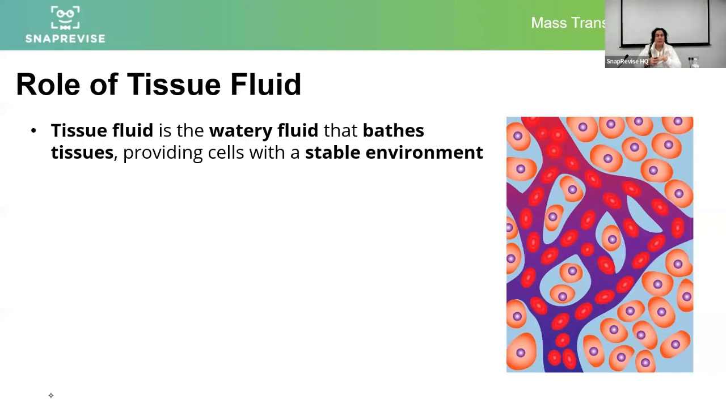Remember that water is the universal solvent. All substances are dissolved in water. So all chemical reactions happen in water. So cells need to have a watery environment both inside and out. And they provide cells with a stable environment and a constant exchange of substances.